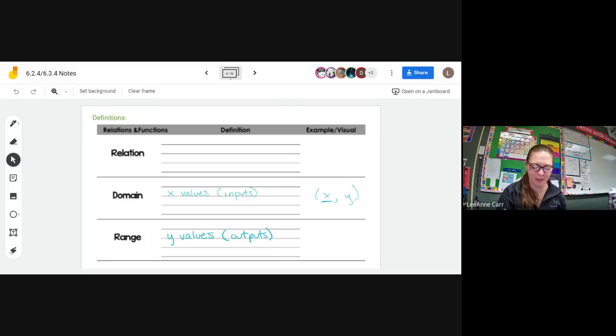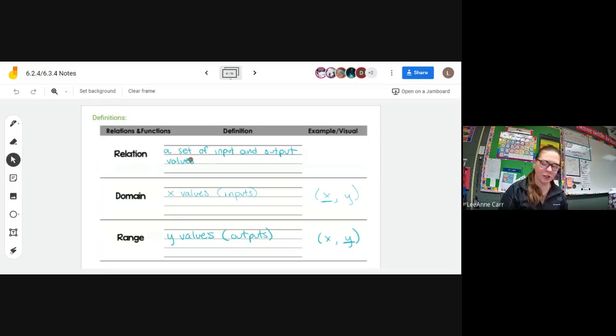So in my ordered pair, if I'm given a list of ordered pairs, now instead of my X values, I am looking at my Y values. And then for this word relation, this is a very broad thing. Basically, any set of ordered pairs, any points on a graph, really any combination of inputs and outputs is going to be a relation. So I'm just going to put a set of input and output values.